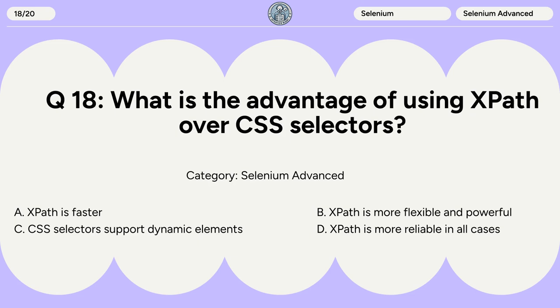Question 18. What is the advantage of using XPath over CSS selectors? A. XPath is faster. B. XPath is more flexible and powerful. C. CSS selectors support dynamic elements. D. XPath is more reliable in all cases.